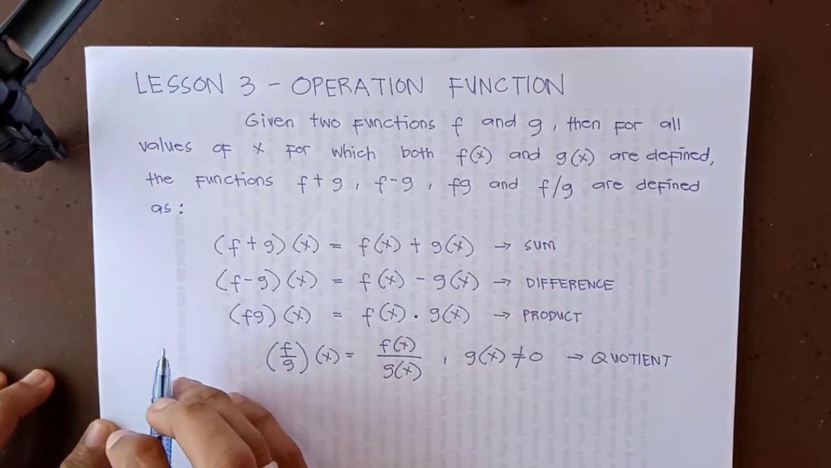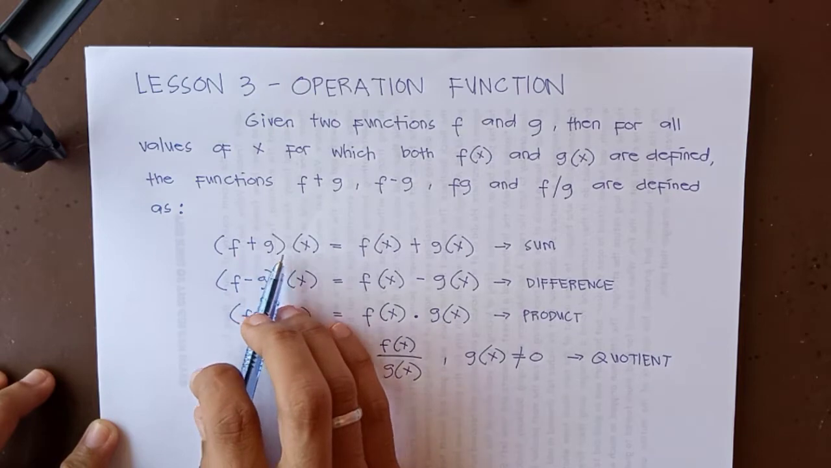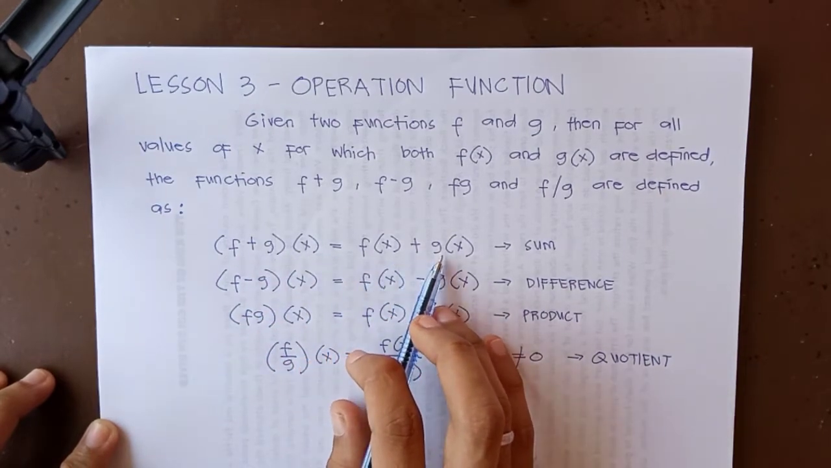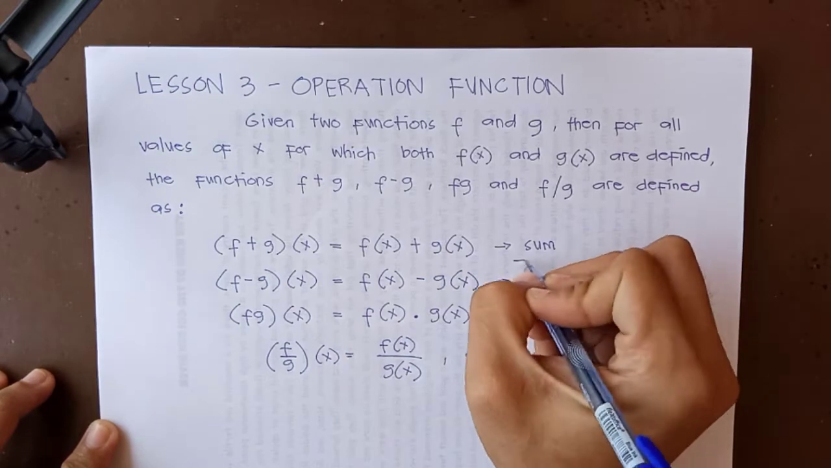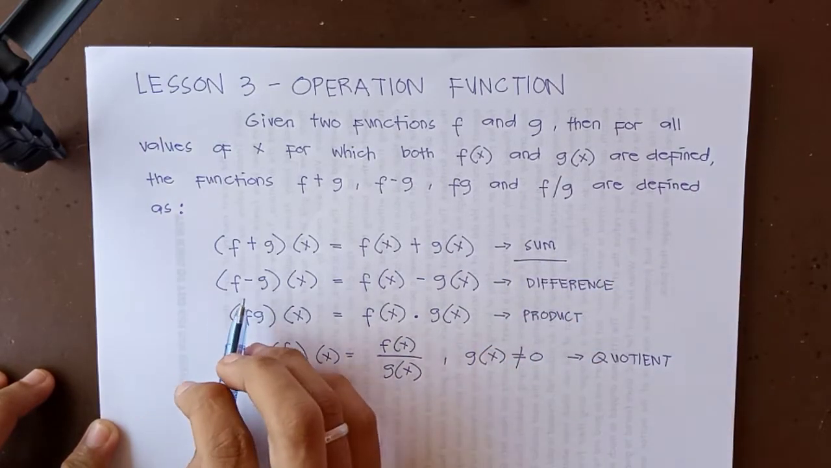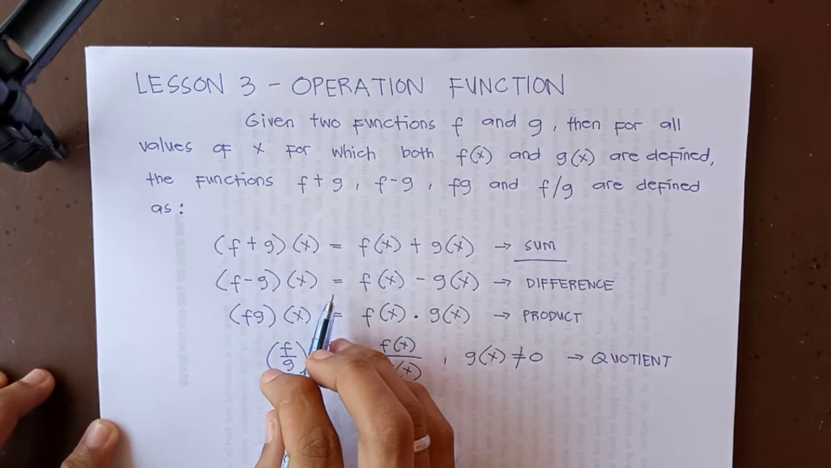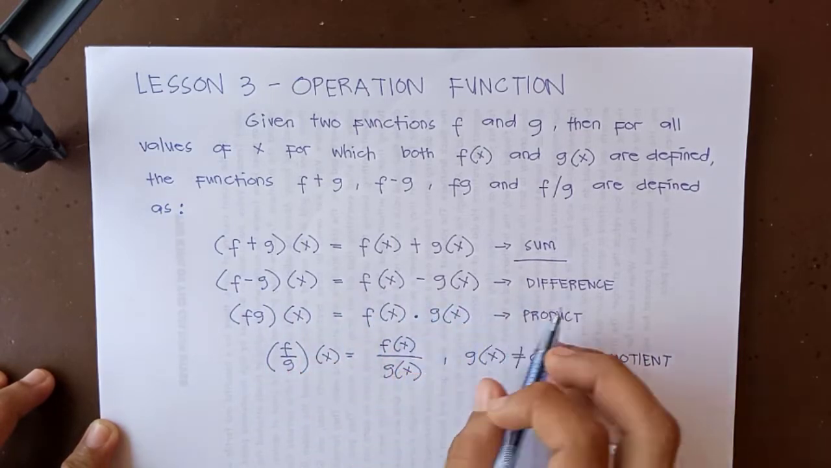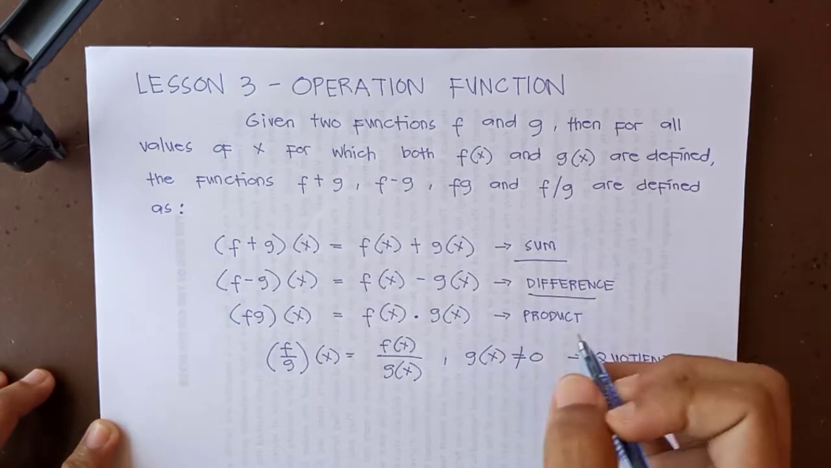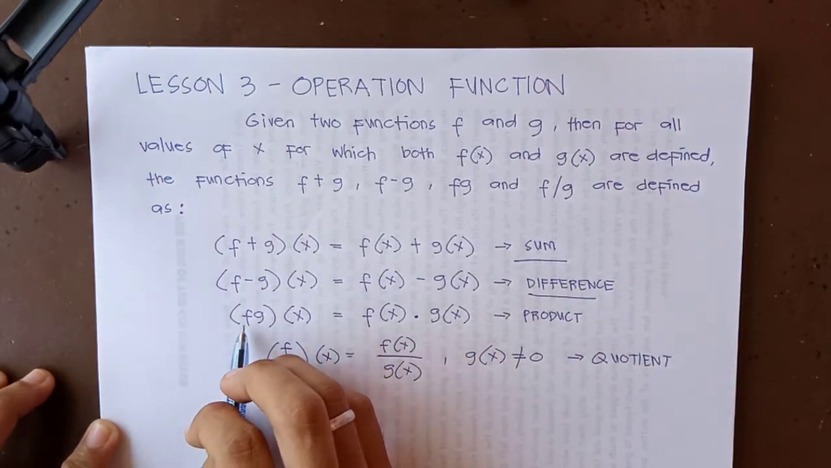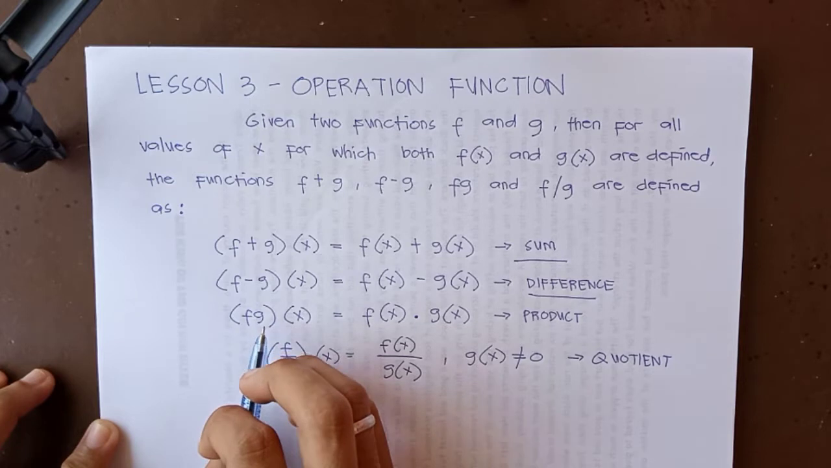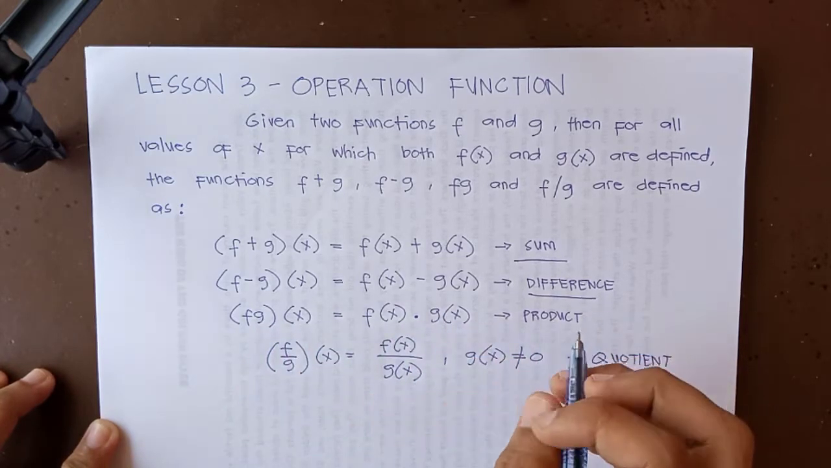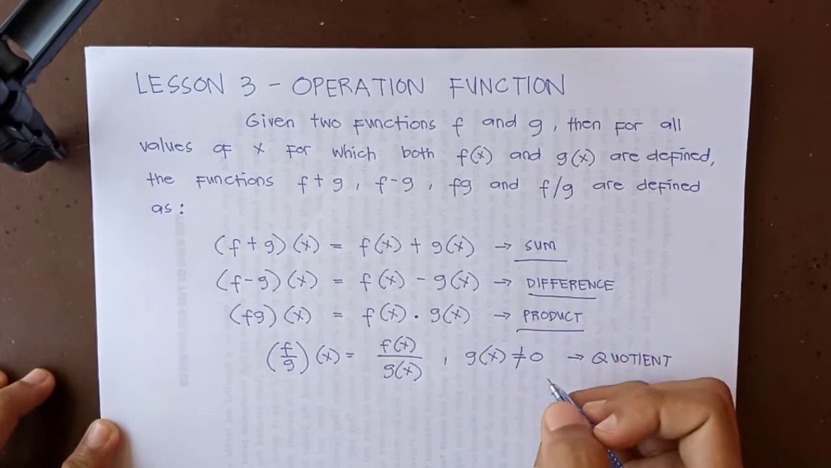defined as the following. F plus g of x is just equal to f of x plus g of x. So this is for the sum. Next, f minus g of x is equal to f of x minus g of x. Of course, this is for the difference or subtraction. Third, f times g of x is equal to f of x times g of x. This is for the product.